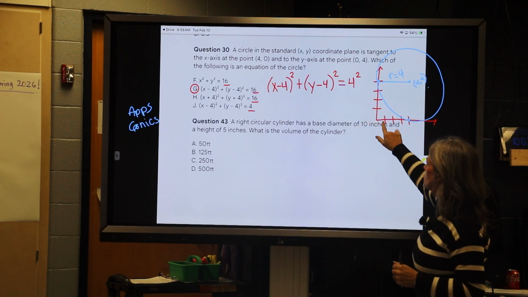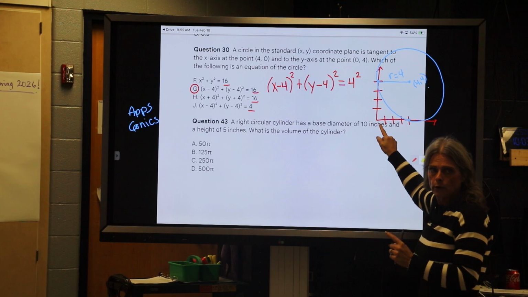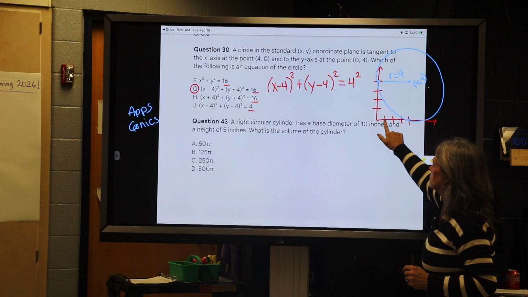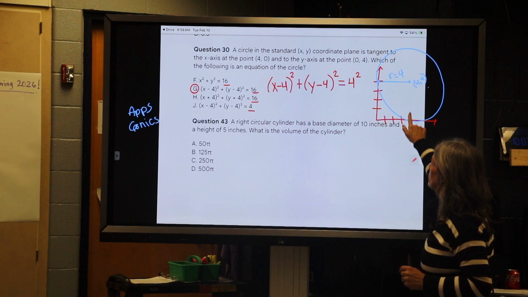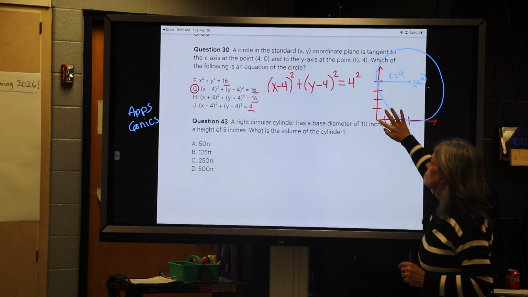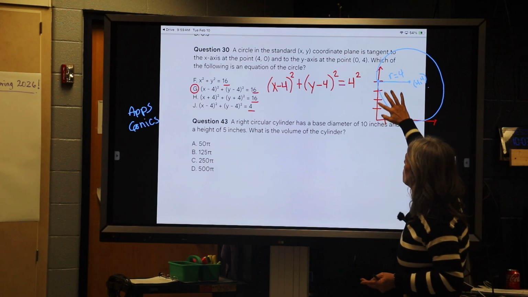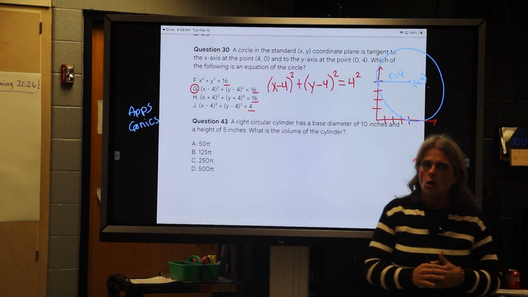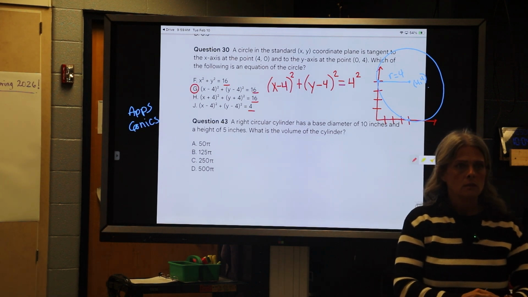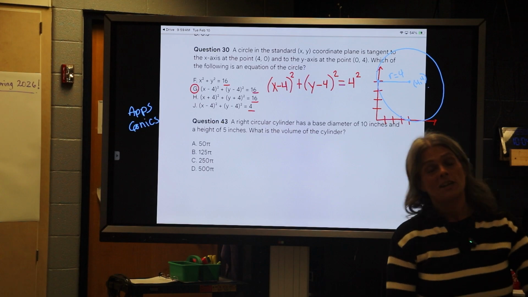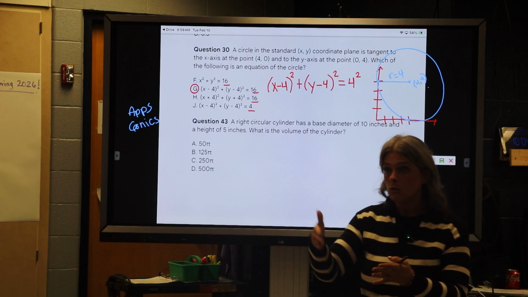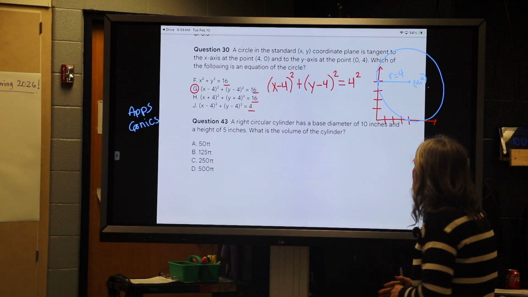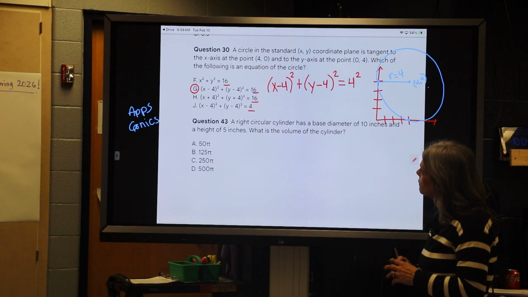Okay, so when you're on your graph, you just count over each unit, right? So that's all I did. So on your x-axis, 1, 2, 3, 4, and that gets me to my center, right? But you could also count up too. So 1, 2, 3, 4, and that gets me to my center. So all you're doing is just counting the units over to the point they gave you because that's midway, okay? And then you can get your radius, all right?